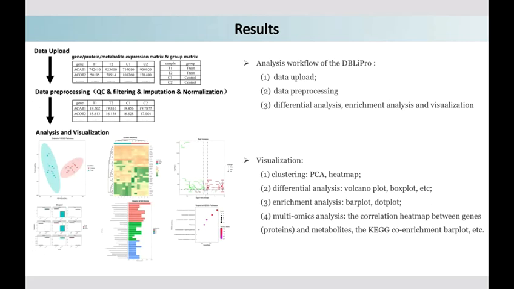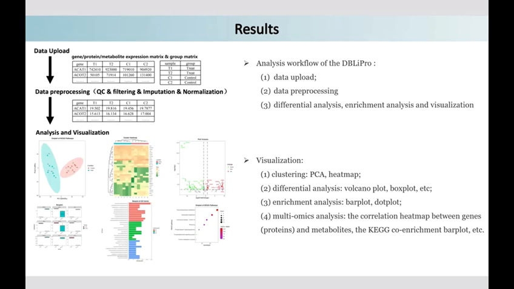The two resources of DBLiPro provide two workflows which have different corresponding input files and diverse output results, as shown in the figure. The workflow that accepts gene, protein, or metabolite expression matrix files has four parts. 1. Data upload. 2. Data preprocessing, including data QC and filtering, missing value imputation, data normalization. 3. Differential analysis, cluster analysis, principal component analysis, and enrichment analysis.